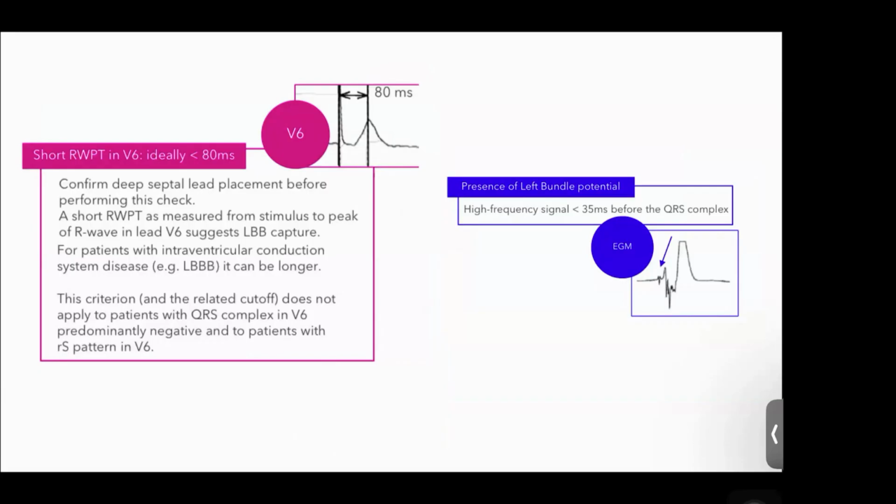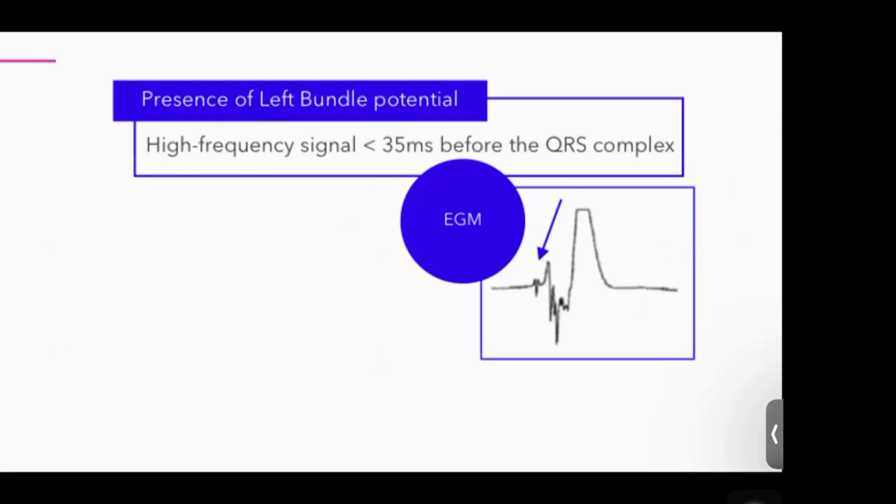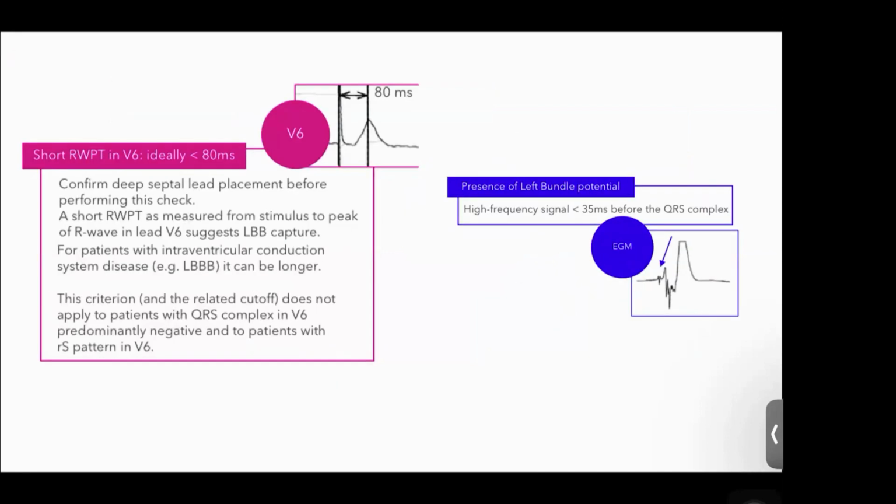But this condition doesn't apply to patients with predominantly negative QRS morphology, or patients with an RS pattern in V6, and also patients with pure left bundle branch block. We cannot depend on this criterion mainly. And the presence of a left bundle potential on the lead, recorded by the EP recording system: when we insert the lead, we connect the lead itself to the EP recording system. And here, what we will see during implantation on the lead itself is this left bundle potential.